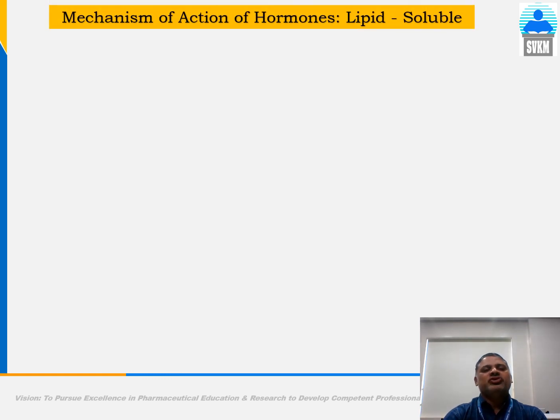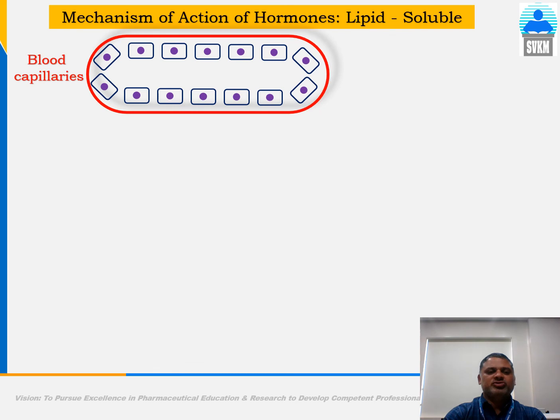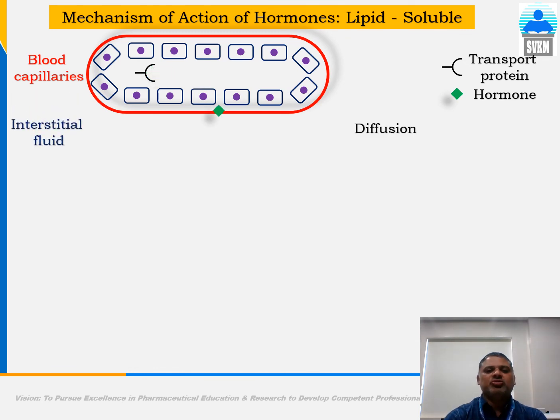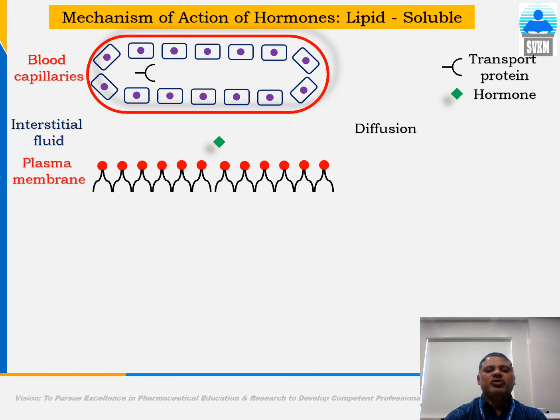Now, moving towards the mechanism of action of the lipid soluble hormones. Already I told that the hormones, after being released or secreted from the secretory cells into the interstitial fluid, diffuse from the interstitial fluid into the blood capillaries and enter the blood circulation. These hormones have specific transporter proteins, and these transporter proteins help in the diffusion of the hormones into the interstitial fluid, and from the interstitial fluid these hormones bind to the receptors present on the target cells.